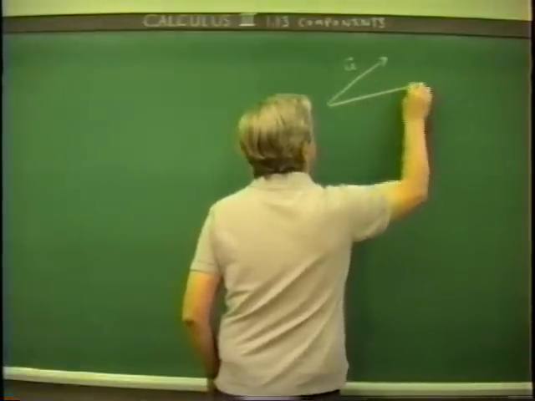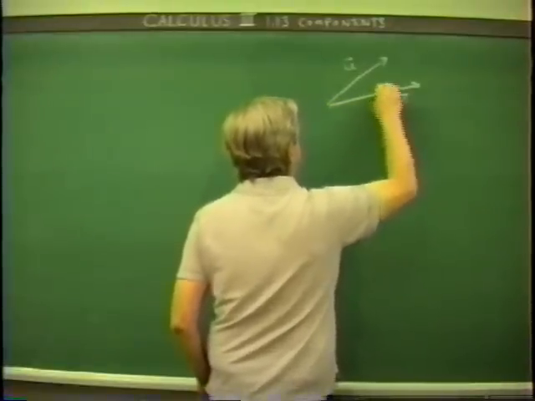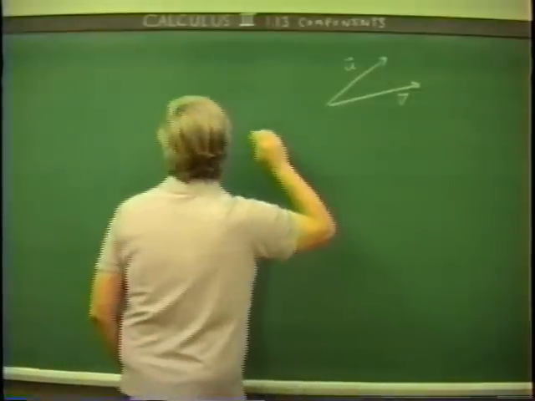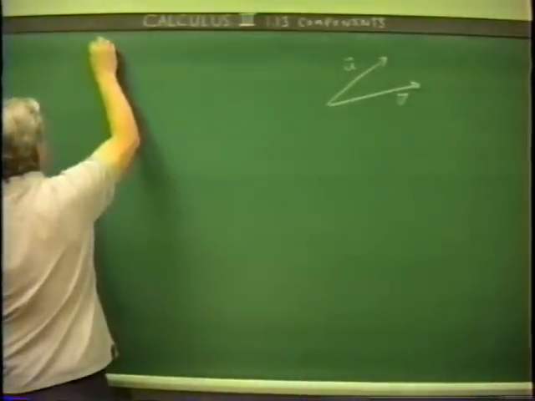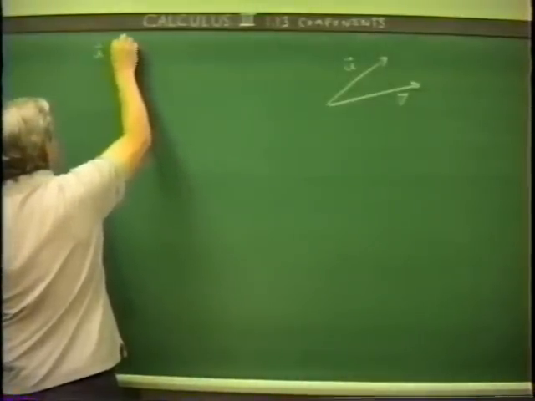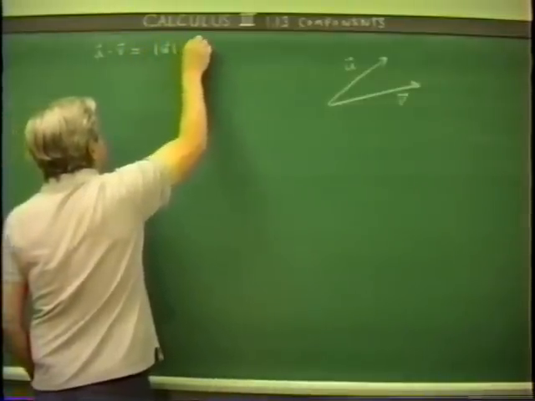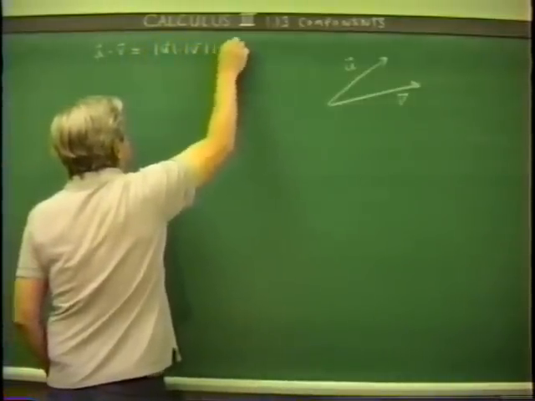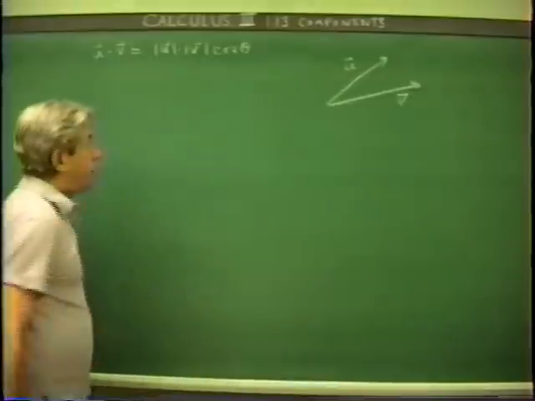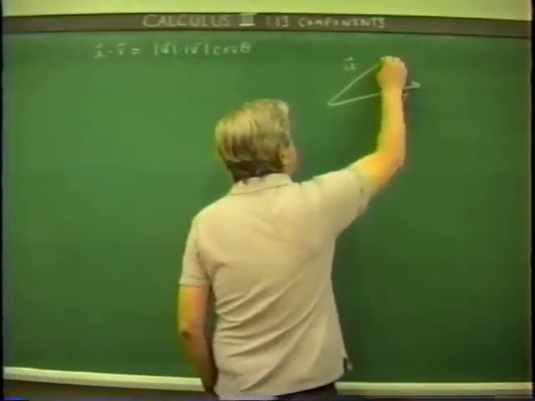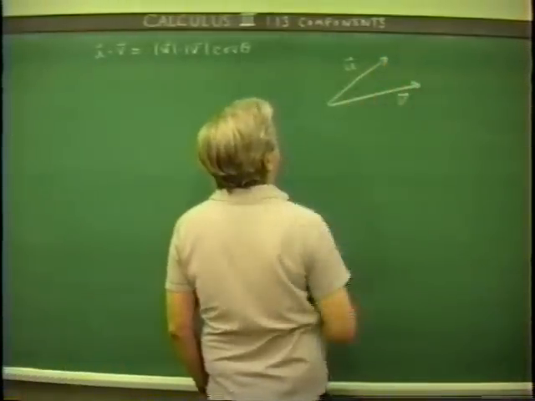Some additional considerations now involving vectors. We have two vectors, u and v. We have the dot product of u and v. It gives us the magnitude of u times the magnitude of v times the cosine.